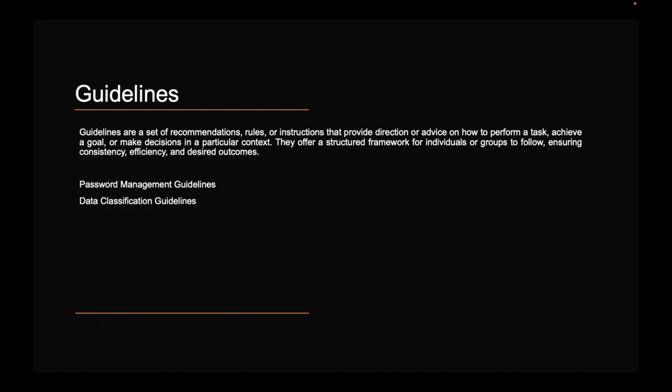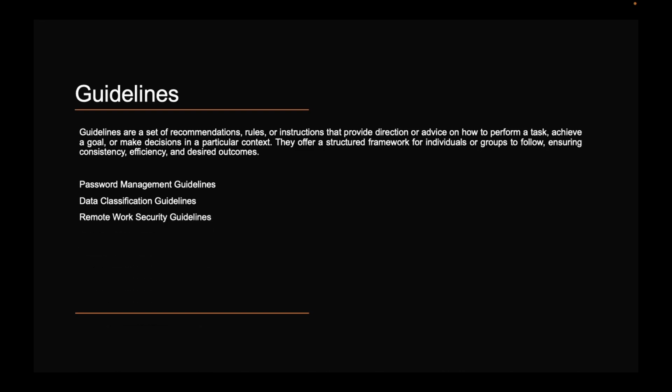Data classification guidelines. These guidelines can explain how to classify data into categories such as confidential, internal, public, private, based on the sensitivity. Why do we do this? Because proper classification ensures that data receives appropriate protection and controls based on its level of sensitivity.